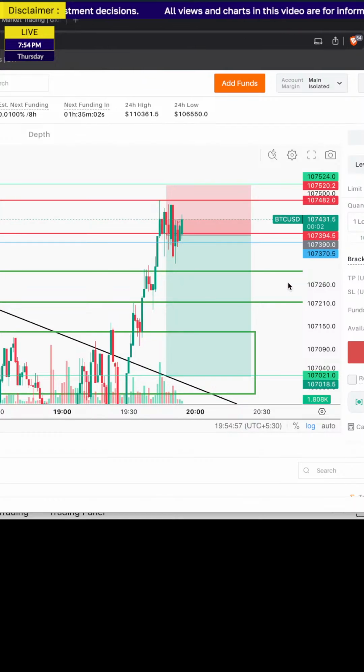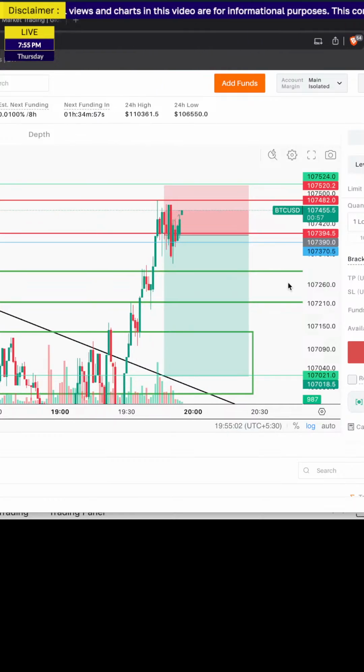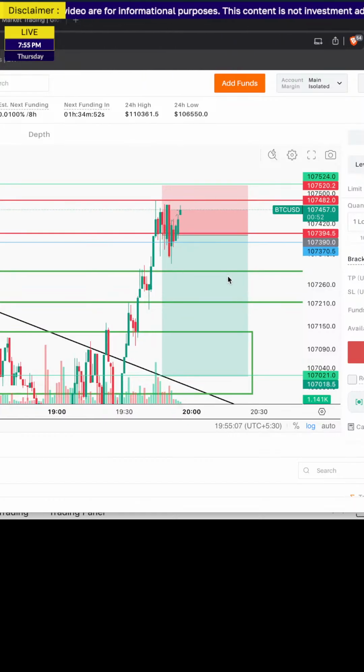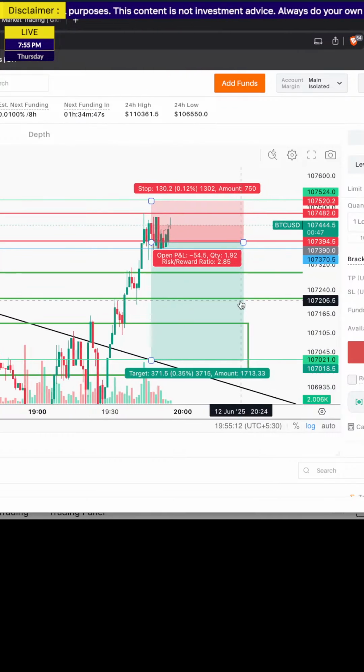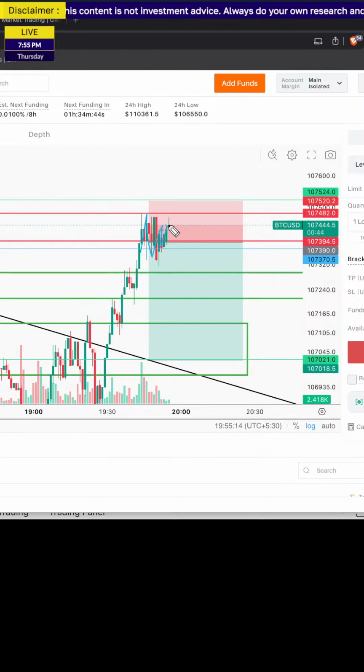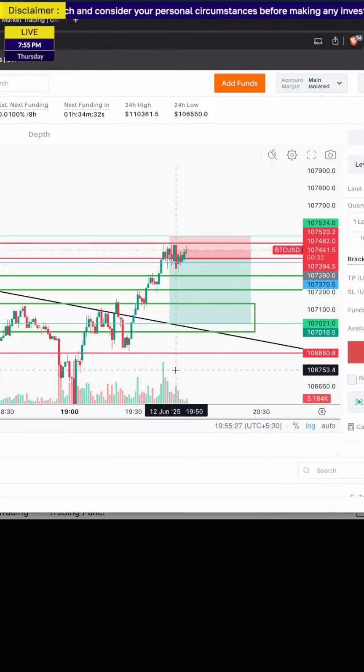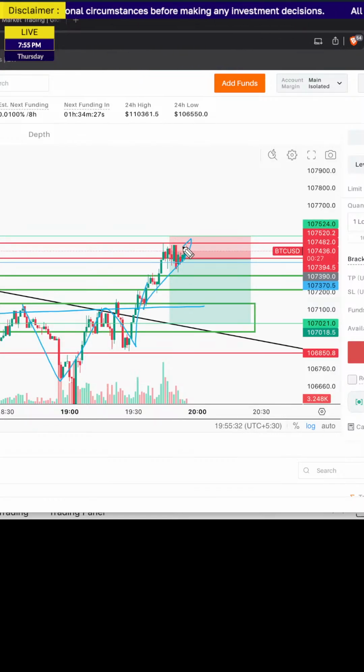Bro, I short both sides of the market. I think BTC formed W pattern. Where you're saying, sir, at this zone. This zone, it is just sideways. Nothing interesting. At the bottom, yes, it formed a W pattern. W pattern breakout it has given.